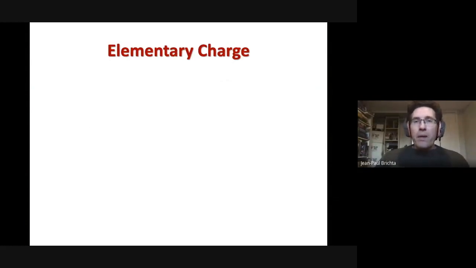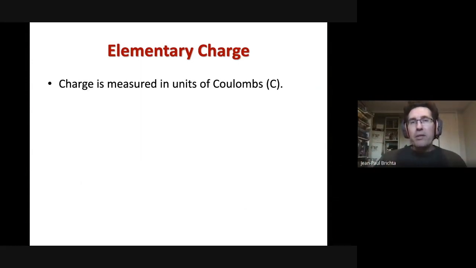Okay. So we have these charges, positive charges and negative charges. And it's a reasonable question to ask if we can have any amount of charge that we want. We can certainly have a lot of charge, but what's the smallest amount of charge that we can possibly have? This is actually the elementary charge.